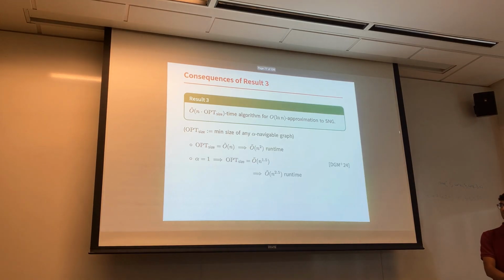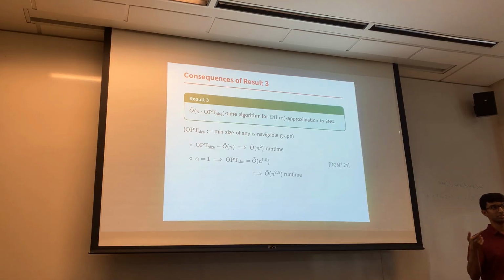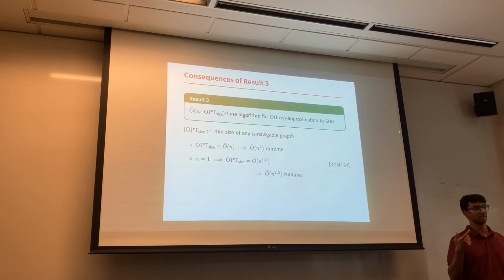And if you remember from a few slides ago, there was a previous result that showed that when alpha equals 1, there always exists a navigable graph of n to the 1.5 edges. So this immediately gives us an n to the 2.5 time algorithm for the case of alpha equals 1. Now, there are also cases when opt size can be quite large. I'm going to touch on that in a little bit.